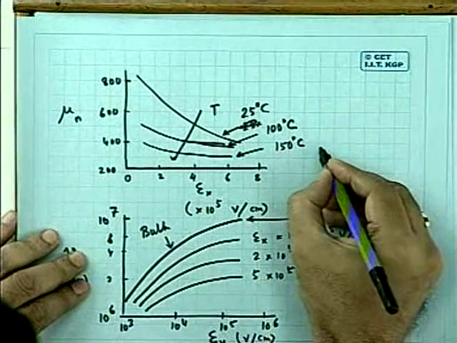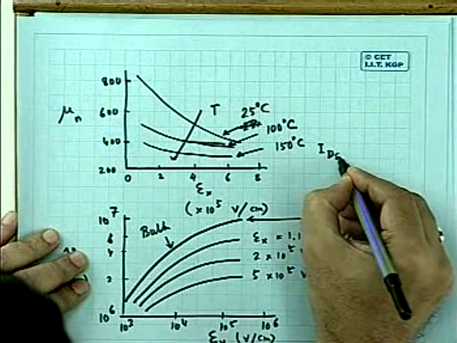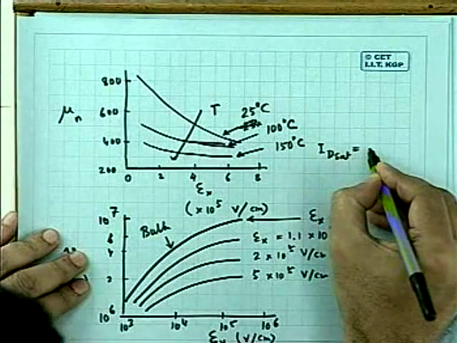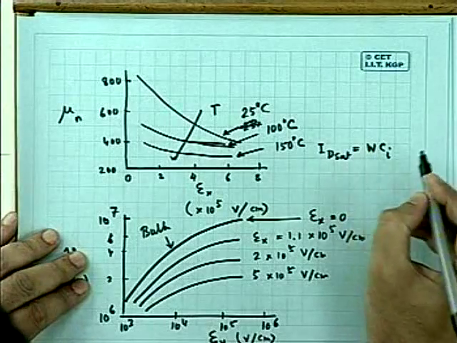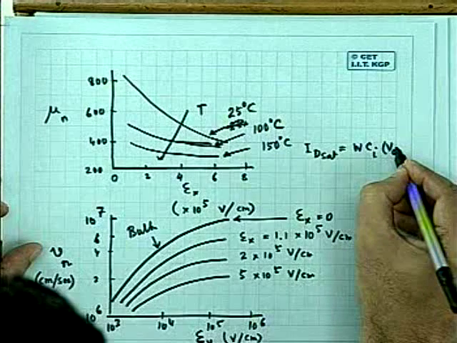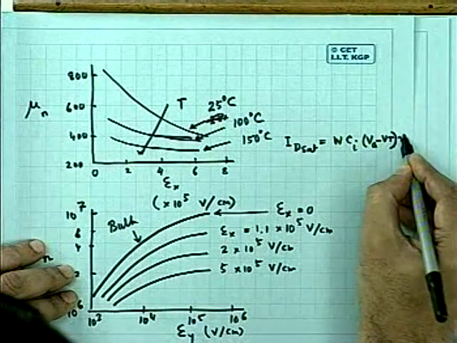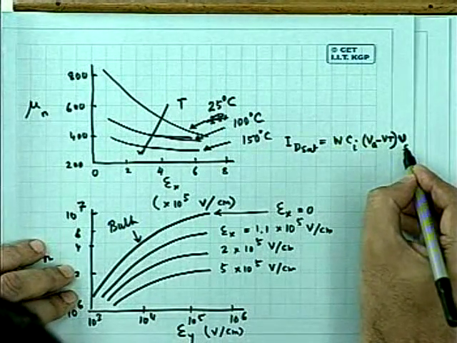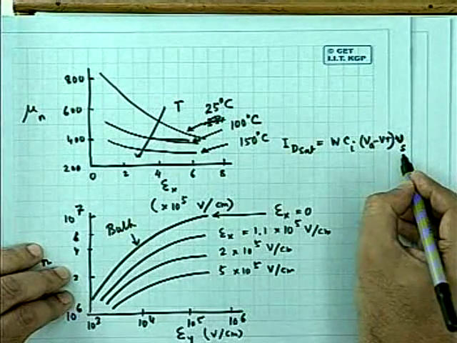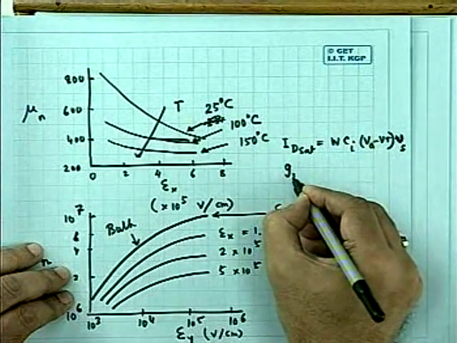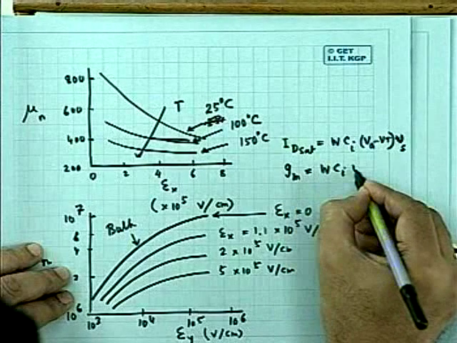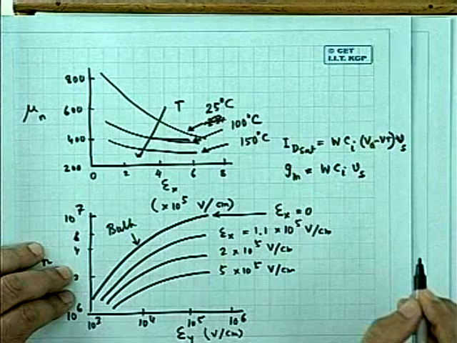And for that, a lot of work has been done, but simplistically let me tell you, we shall discuss it while discussing the MOS models after 2-3 classes. But one thing, please note that ID sat can now be replaced as W Ci into (VG minus VT) into saturation velocity. This saturation velocity is now a function of the transverse electric field, and gm is equal to W Ci into Vs.